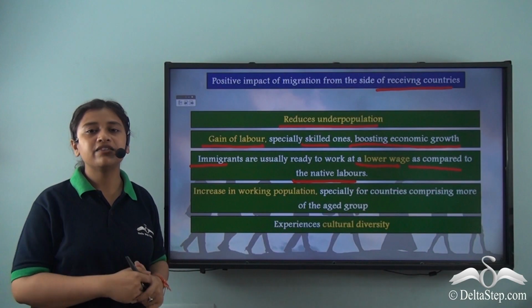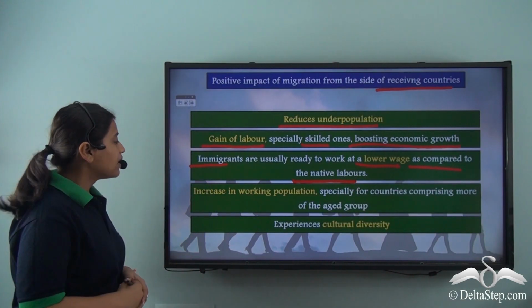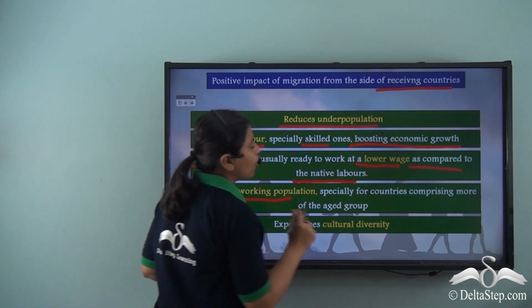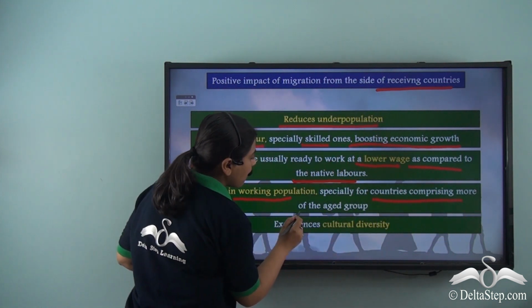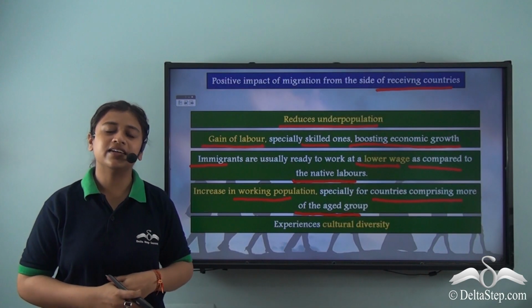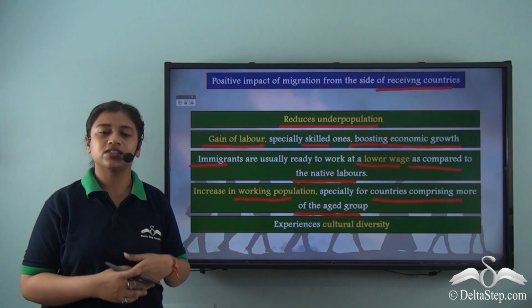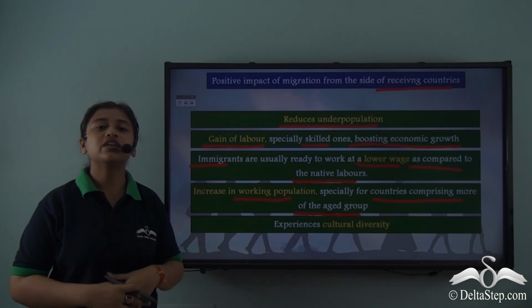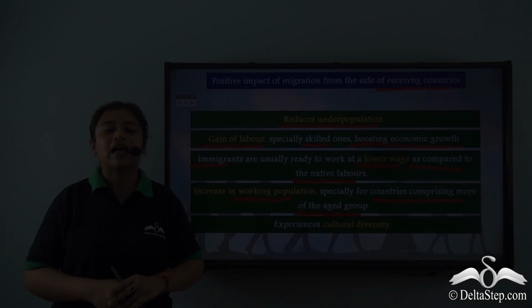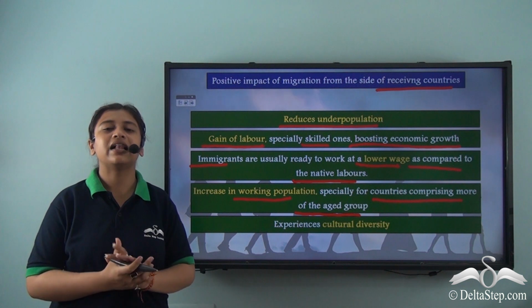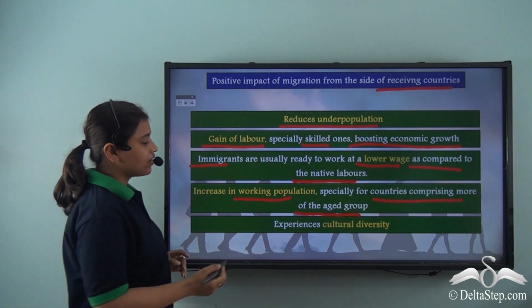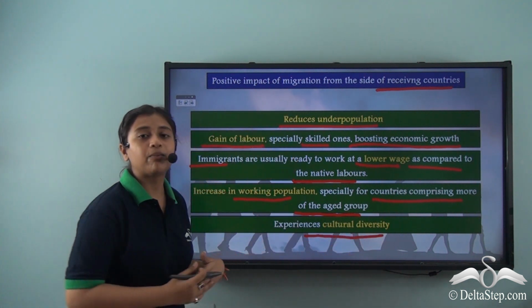So this proves to be beneficial for the receiving country. Now, it also increases the working population, especially for countries comprising more of the aged group, for example, Japan. Some of us here might not know that Japan comprises more of an aged population. So the immigration of the working population helps in balancing the age group and helps in maintaining the population along with the resources.